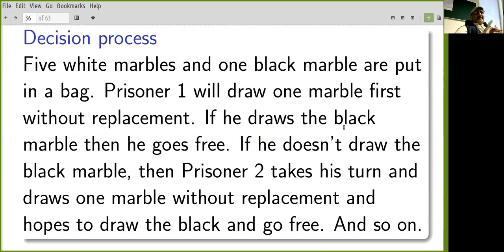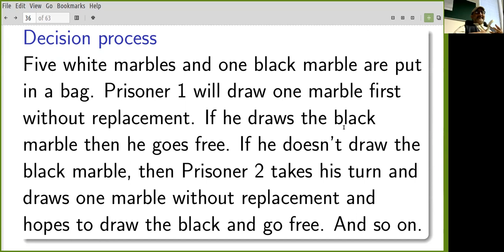If prisoner 1 isn't lucky, prisoner 1 will not return the marble that was drawn, without replacement. So now you've got 4 white marbles and 1 black marble in the bag, and prisoner 2 is supposed to draw. If prisoner 2 draws the black marble, prisoner 2 is released and the selection process stops.